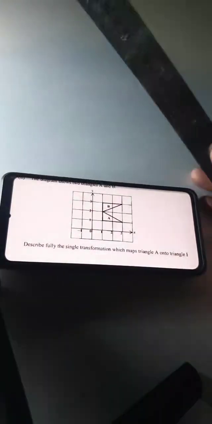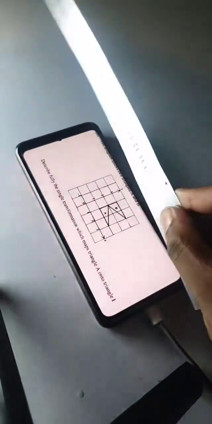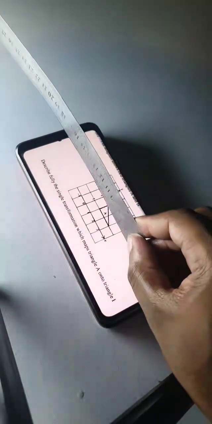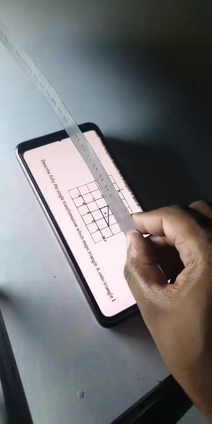Imagine if we put here, that's our mirror. I'm able to see it, I don't know if you're able to see. There, inside that ruler. So this line acts as a mirror. So it's projecting that.